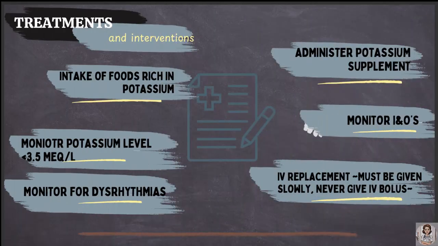Other treatments and interventions depend on the severity and cause of the hypokalemic state. Again, monitor patient EKG and labs, administer potassium supplements, and encourage a potassium-rich diet and foods. Hold or adjust diuretics, correct magnesium deficiency if present, and educate patients on diet and medication compliance.